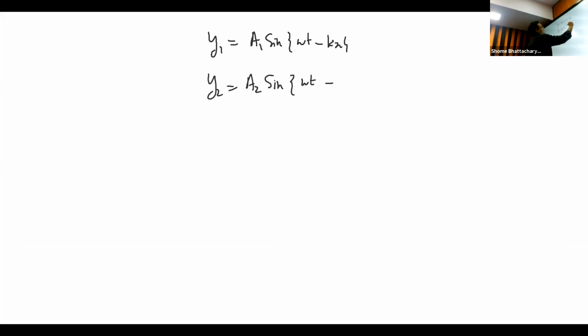But unfortunately, I have lost that board for you people. Okay. So anyway, I'm just going to do the calculation of that question. So you will see that when you do this calculation, you'll get this relation that y2 is A2 sine omega t minus kx.